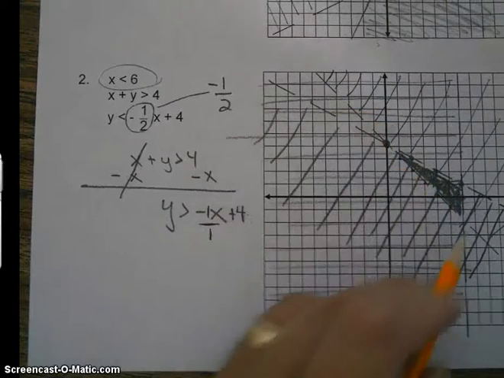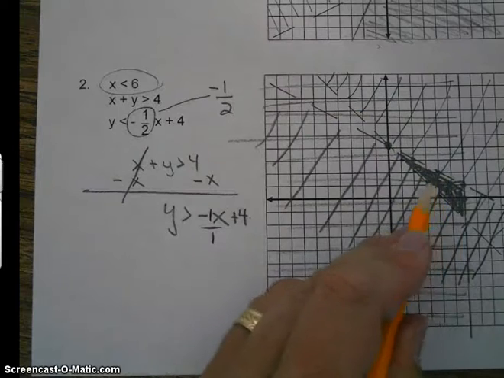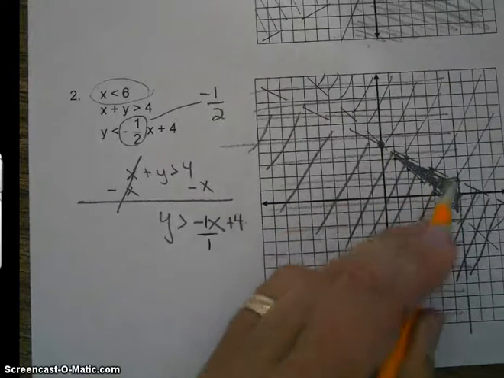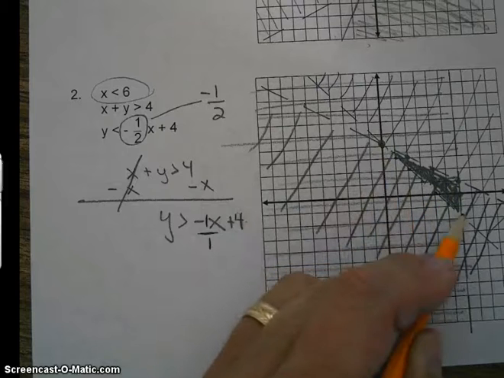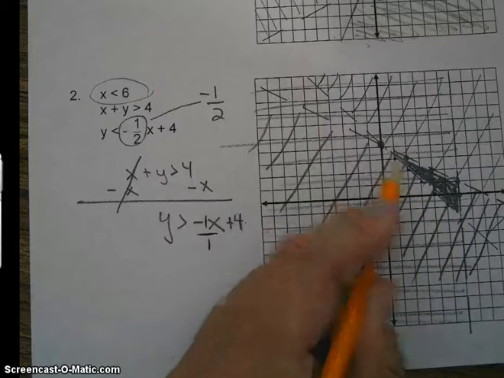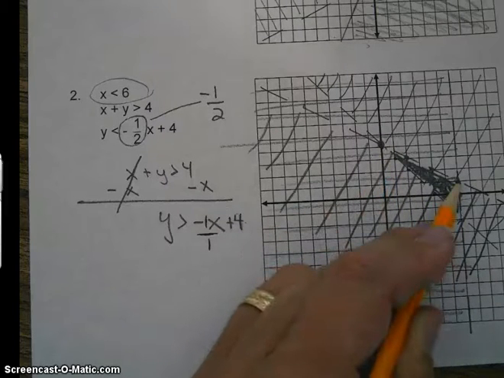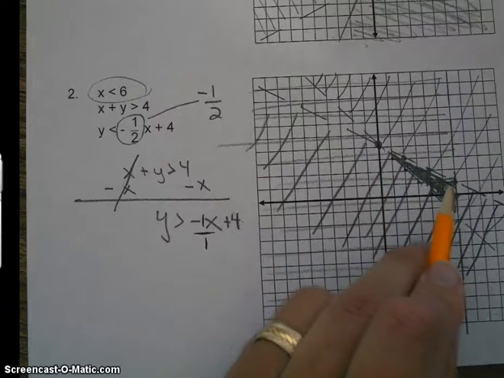Now, do any of these border lines have a solution? No. Why? Because they're dashed. Correct. So only solutions are those points inside this shaded region.